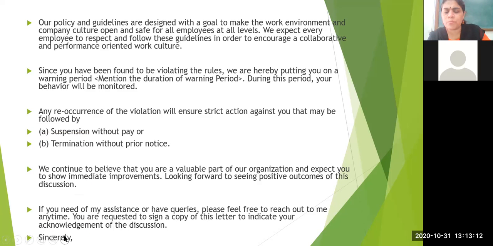Are you getting the simple draft of a warning letter, a one page draft? Shivani, are you able to understand? Advait and Shivani?